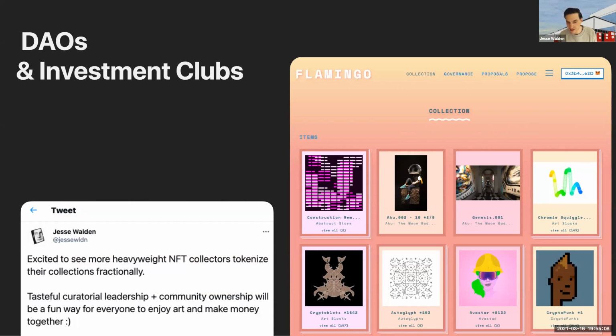This is exactly what I described earlier. It's a group of people who've pooled capital to invest in a curated collection of NFTs. And by investing, you get tokens in the Flamingo DAO, which you can use to vote on investment decisions. And I think we're going to see a lot more heavyweight NFT collectors tokenize their collections fractionally in the same way. So lots more Flamingo DAOs.